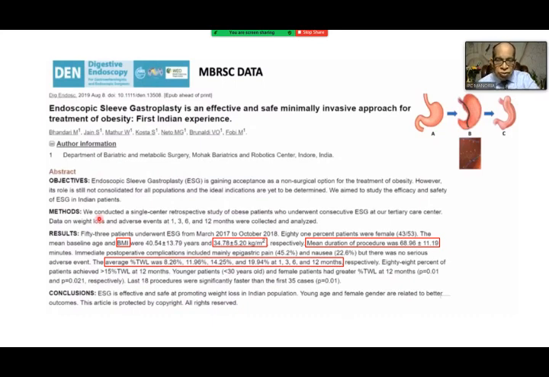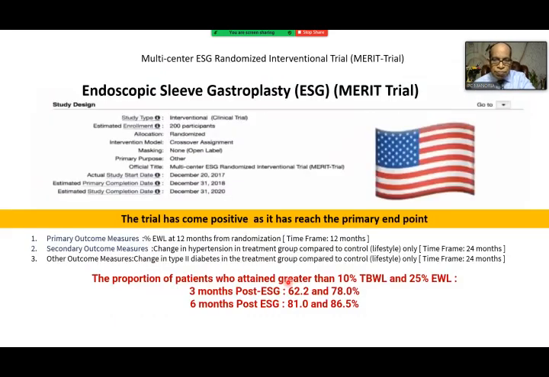This is again Indian data from the endoscopic sleeve gastroplasty. You can see the patients included had BMI 34%. The mean duration of the procedure was around 68 minutes, and the average total weight loss at the end of 1 year was about 20%, which is quite good.